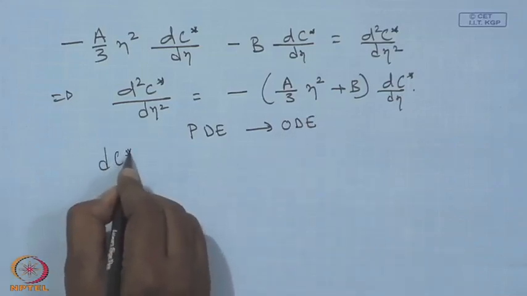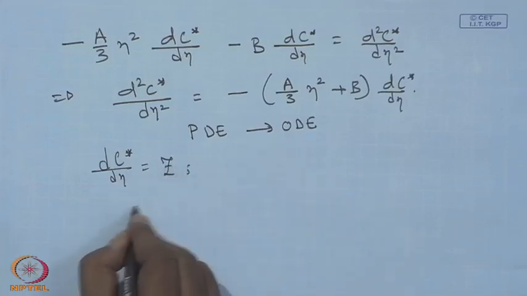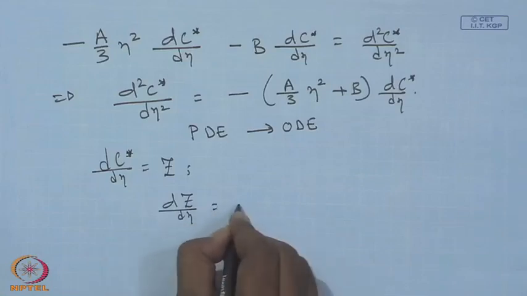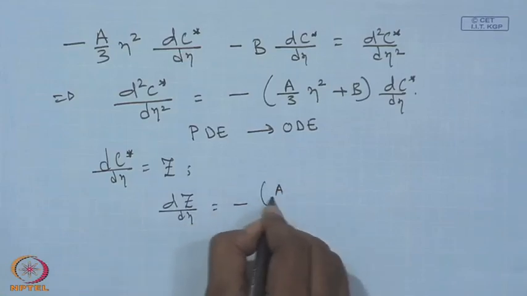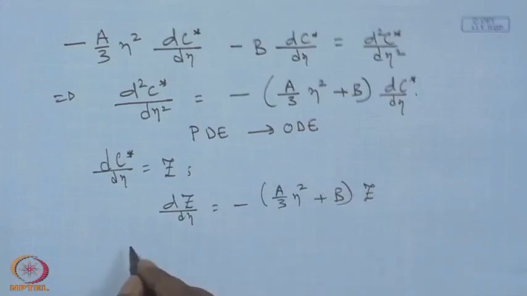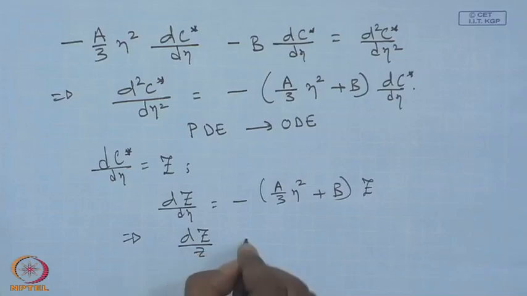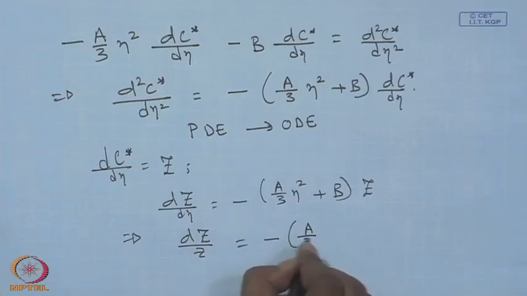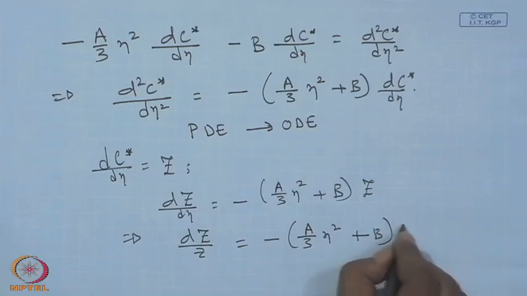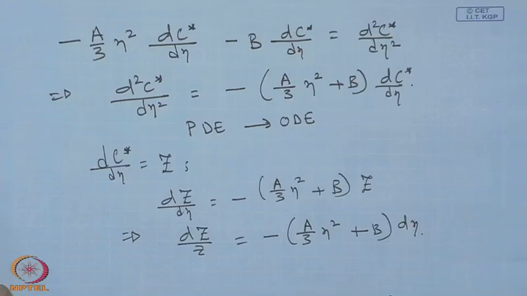So, you define d c star d eta is equal to z. Therefore, we have d z d eta is equal to minus a by 3 eta square plus b, times z. So, we change sign. So, dz by z is nothing but minus a over 3 eta square plus b, d eta. Now, we integrate it out.